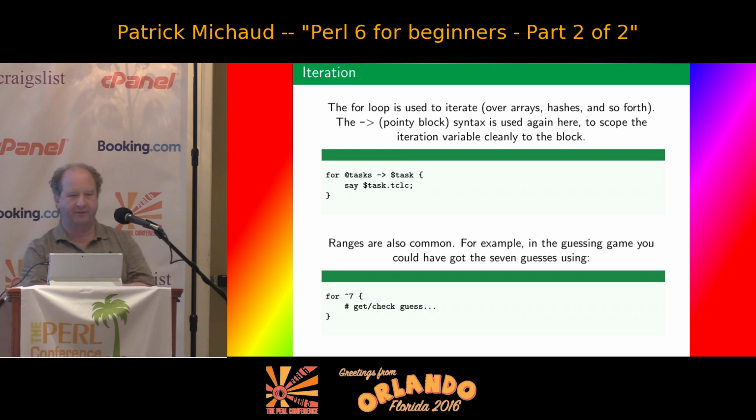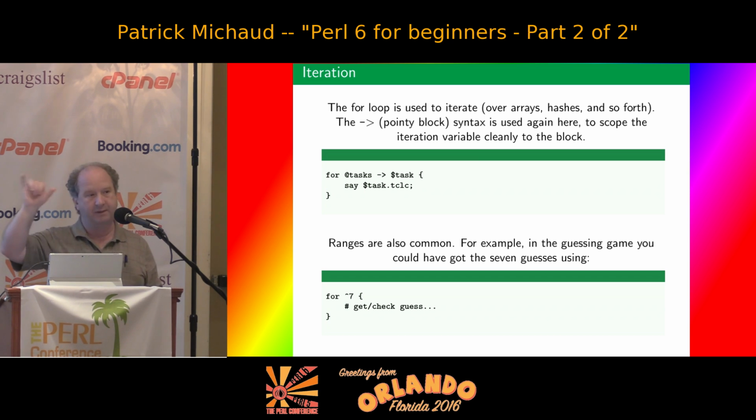The for loop is the way to do iteration in Perl 6. You can use it to iterate over anything that makes sense to iterate over, and you can use it to iterate things that don't make sense to iterate over, and it will do its best. So the canonical form for iterating over an array is something like this. You say for your array, @tasks, you do the arrow, you say what you want the value to be stored in inside of the block, and then you have a block, and you can do whatever you want within that block.